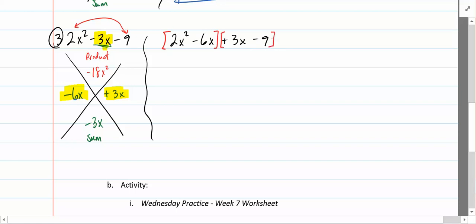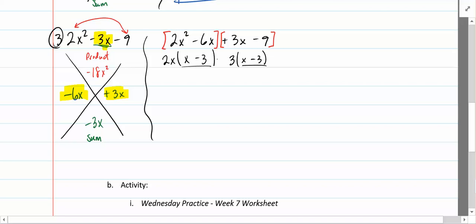Now, we'll group the first two and the last two terms together and find the greatest common factor for each. Greatest common factor of 2x squared and a negative 6x is going to be a 2x. And what would be left behind is the x and a negative 3. And in this grouping, the greatest common factor between 3x and negative 9 is 3. And left behind there would be an x minus 3 as well.